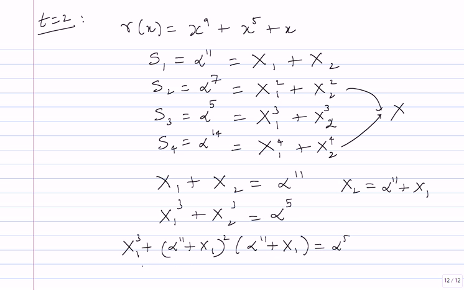Then try to do a simplification here. You see the x1 power 3 will cancel, and you'll get a quadratic. What's the quadratic you get? Alpha power 11 x1 squared, am I right? Plus alpha power 7 x1 plus alpha power 18 plus alpha power 5. What is that? Alpha power 3. So I'm being told this is my equation. Maybe I can clear out 3 here.